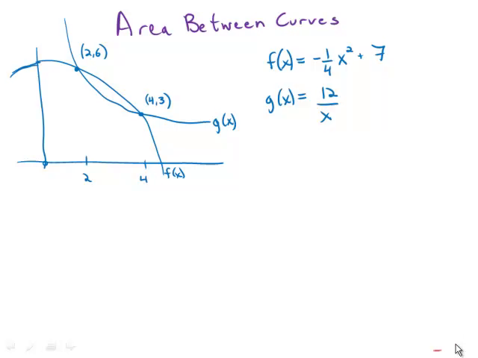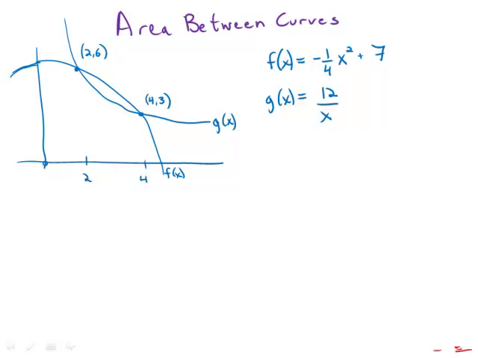In this video, we'll talk about how to find the area between two curves. So suppose we have two functions. f of x equals negative 1/4 x squared plus 7. It's this upside down parabola. And g of x equals 12 over x. That's a hyperbola. And as it turns out, conveniently, these intersect at nice, neat integral values. They intersect at the points (2, 6) and (4, 3).